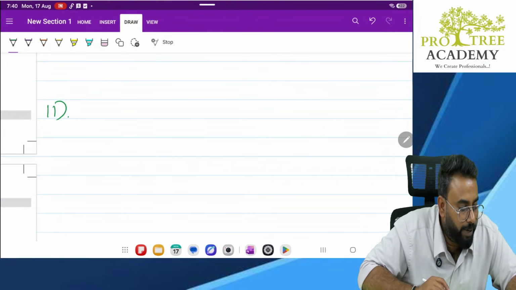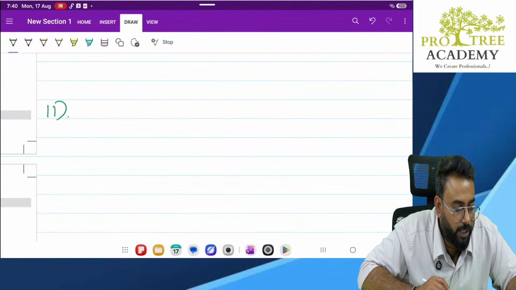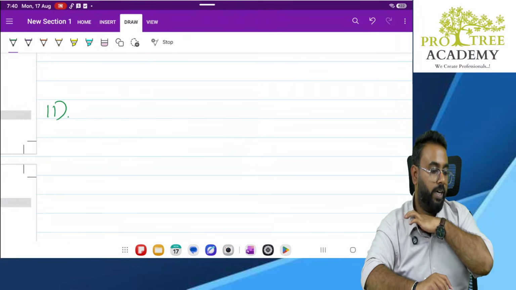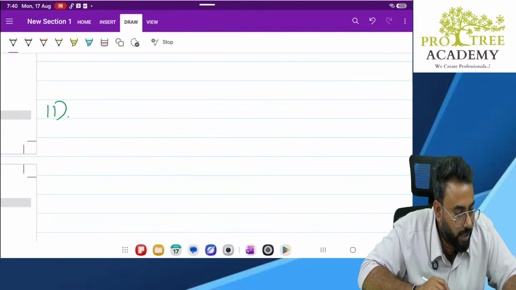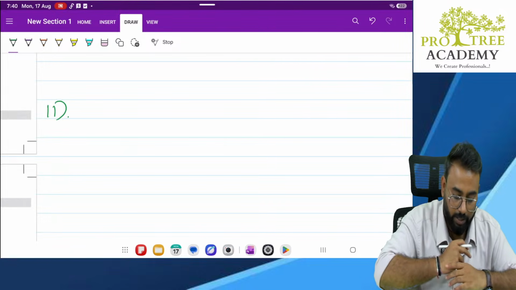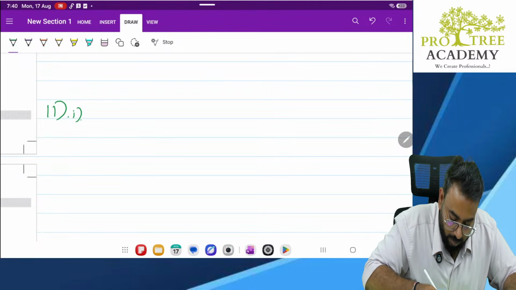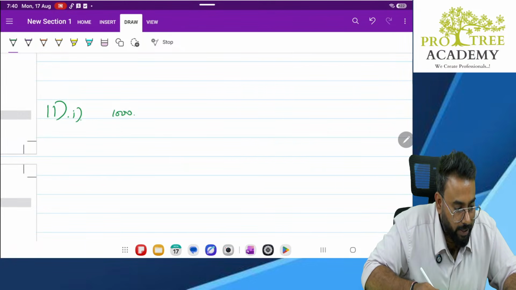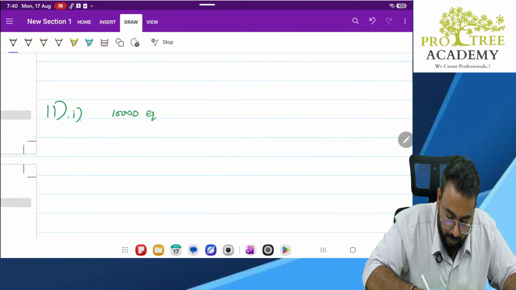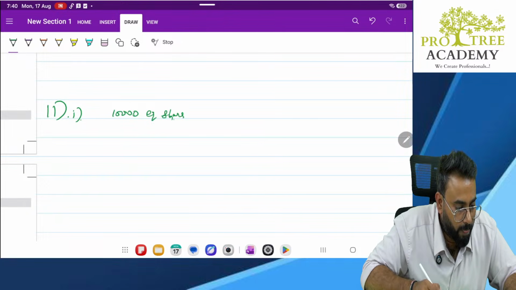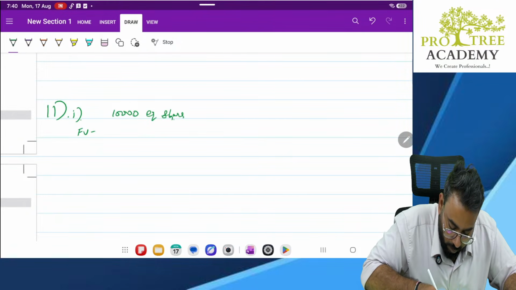P Limited forfeited 10,000 equity shares of 10 each for non-payment of first call of rupees 2 and final call of 3. These shares were reissued at a discount of 3.5 per share. What have they asked? They have asked you to pass the journal entries. Okay. Let's do it. 10,000 equity shares. Face value is equal to 10. Issue price is equal to 10.